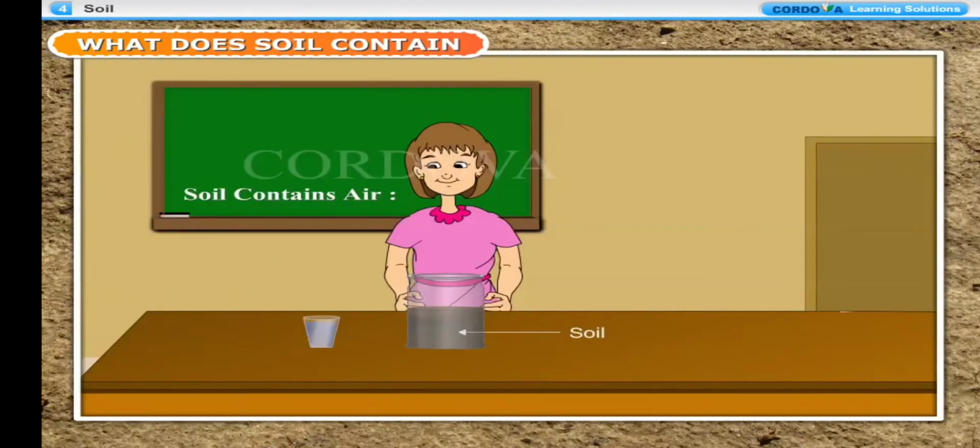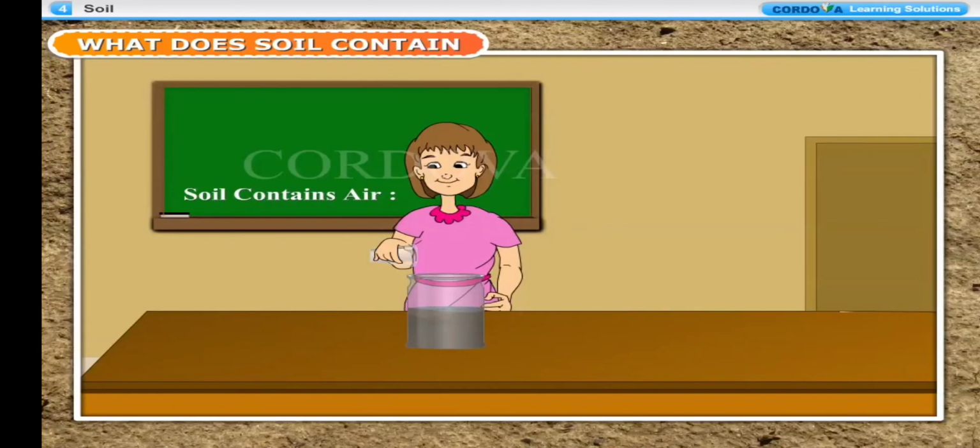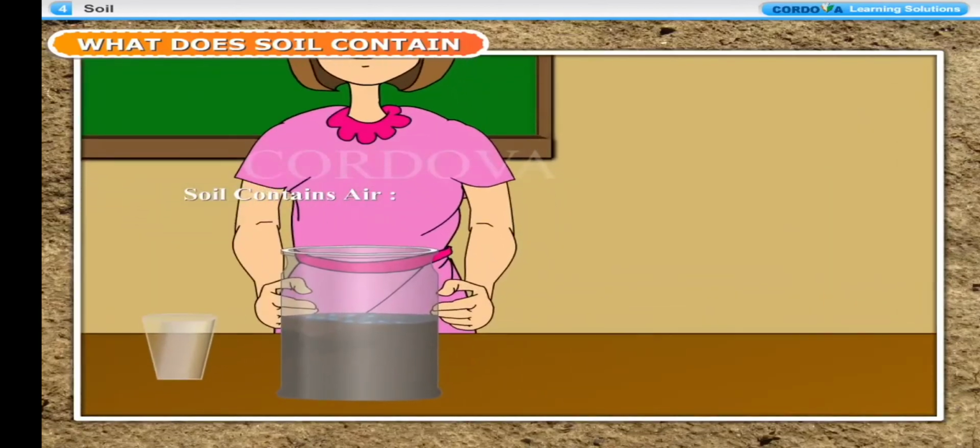Soil contains air. Take some garden soil in a jar. Pour some water over it. As you do this, you notice bubbles forming in the soil. This happens because the trapped air present in the soil escapes as bubbles. This shows that soil contains air.